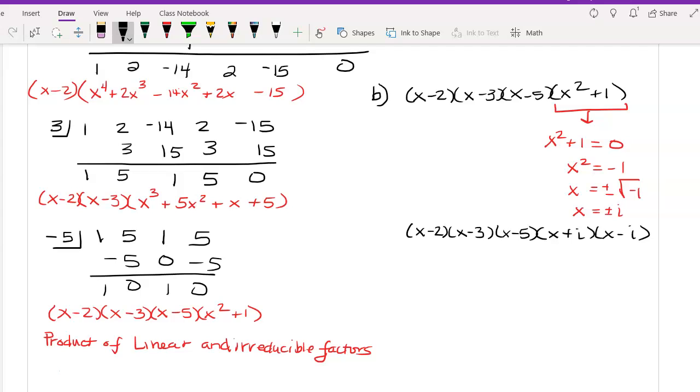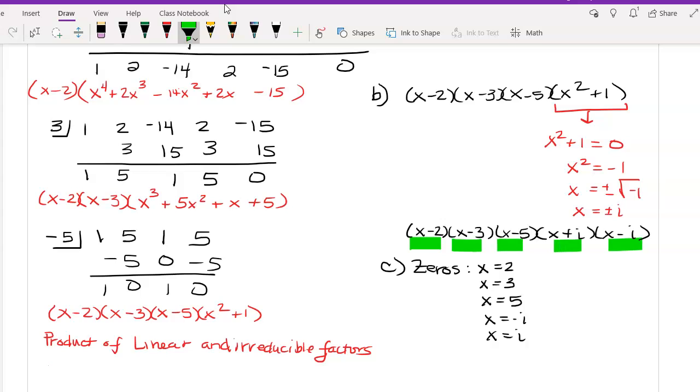And there's part B. Part C says, okay, now you have your fully linear factors, you have the product listed above, give me my zeros. So your zeros are x equals positive 2, x equals positive 3, x equals positive 5, x equals negative i, and x equals positive i. And how did we find those again? We set each of these pieces equal to 0.